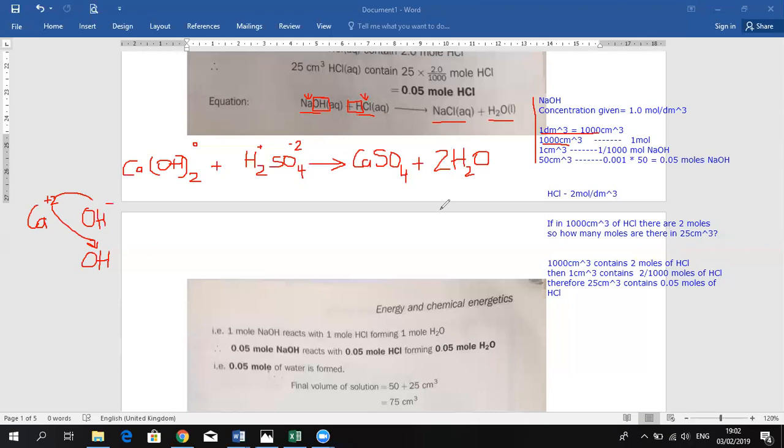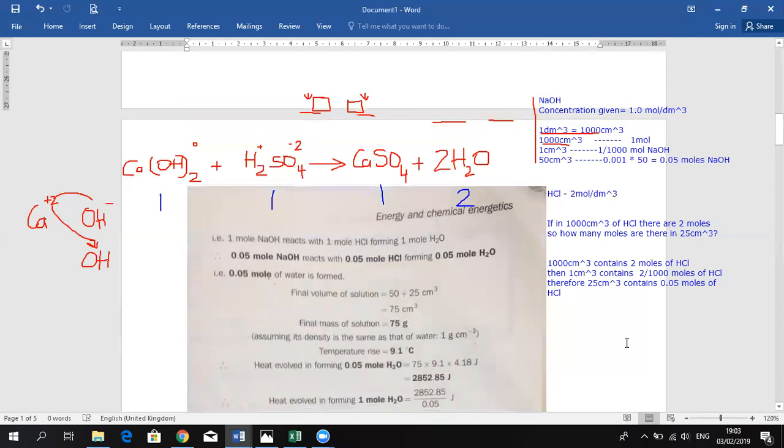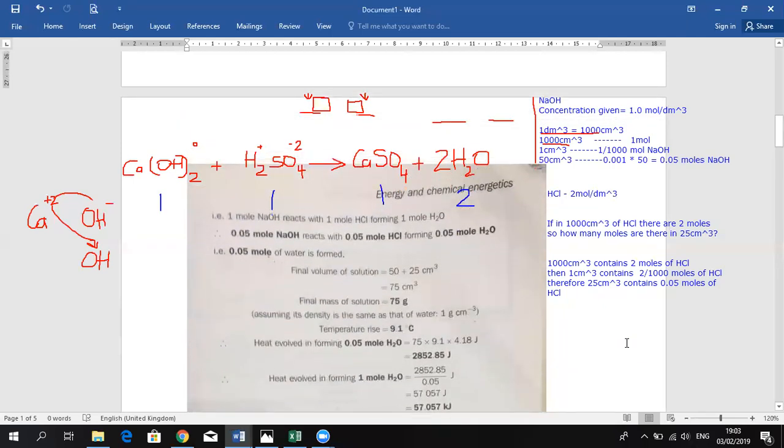Now the point that I'm going to make is actually very applicable. Stoichiometry tells me that 1 mole of calcium hydroxide reacts with 1 mole of sulfuric acid to produce 1 mole of the salt, but 2 moles of water. And I'll tell you why that is important. This is why this is important now.